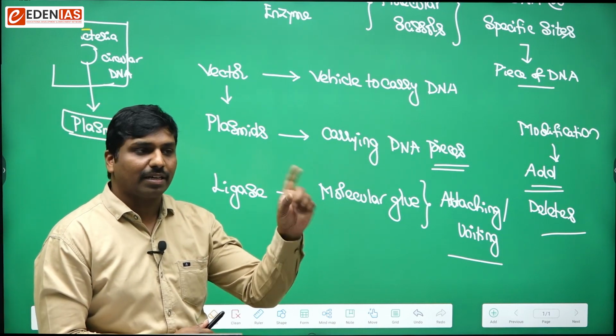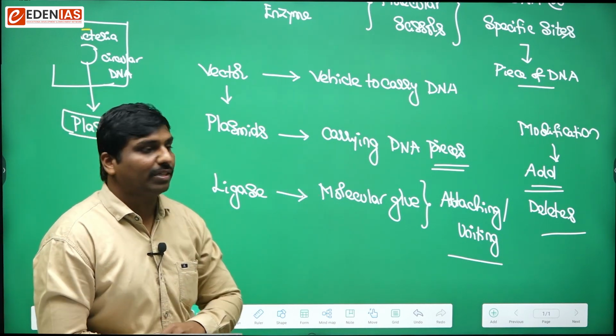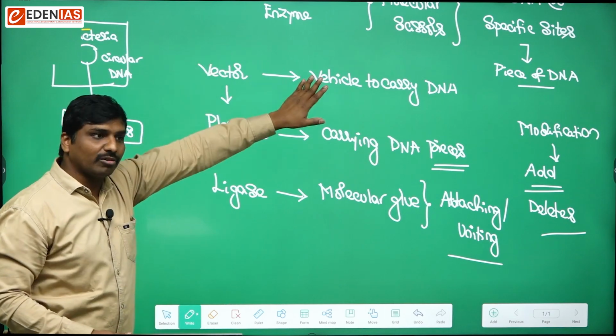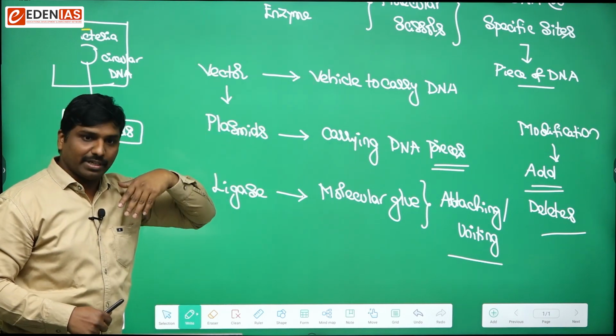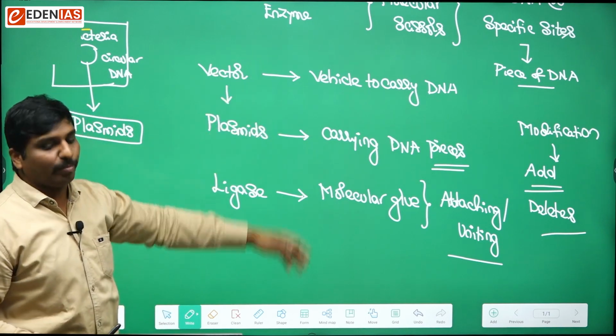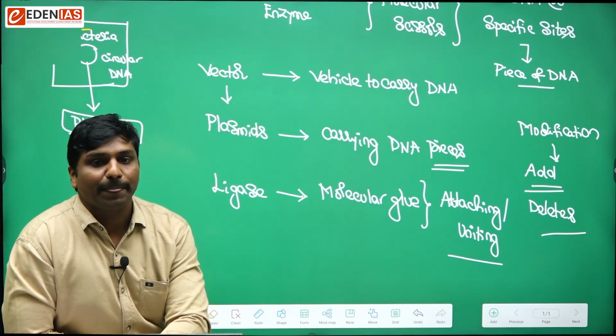Restriction endonuclease and ligase, these are two important enzymes. And then vector, the vehicle to carry that thing. And plasmid. Plasmid is this circular DNA piece. Generally, plasmids would be used as vectors.